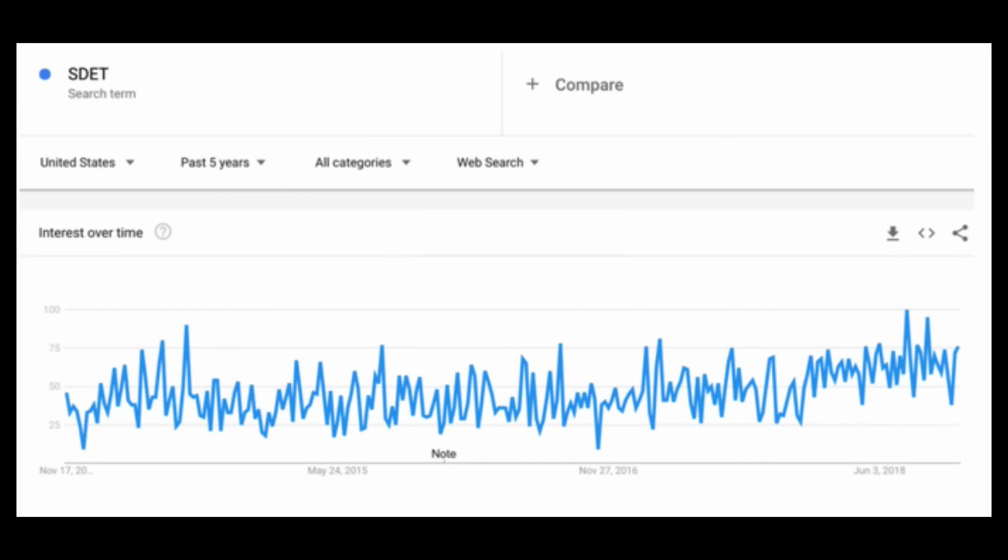If you go to Google Trends, you can see the number of times the term SDET is searched within Google. I use this all the time to make sure that I'm working on the right things. By looking at trends to see if it's going up, then it's probably worth my time. If it's going down, it's probably not.